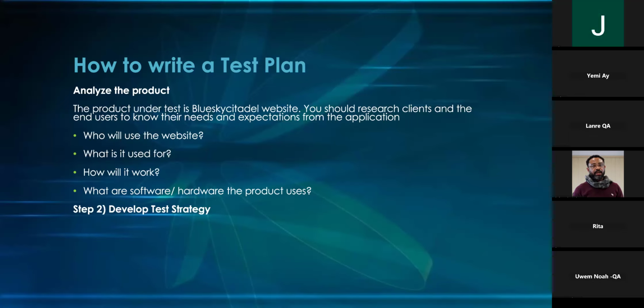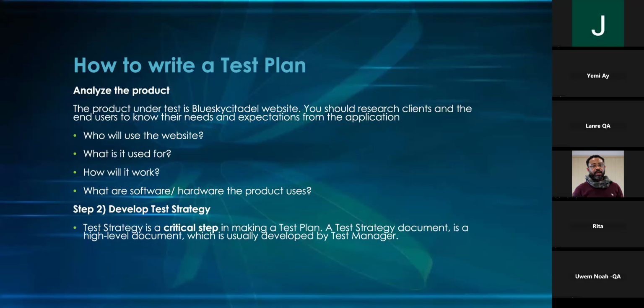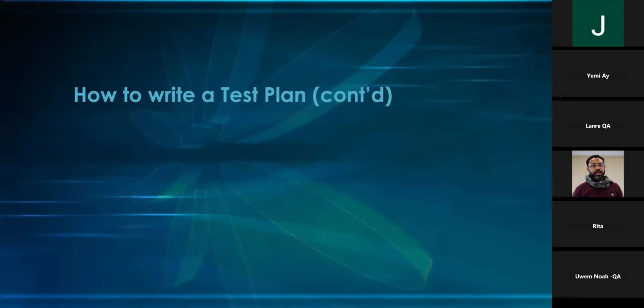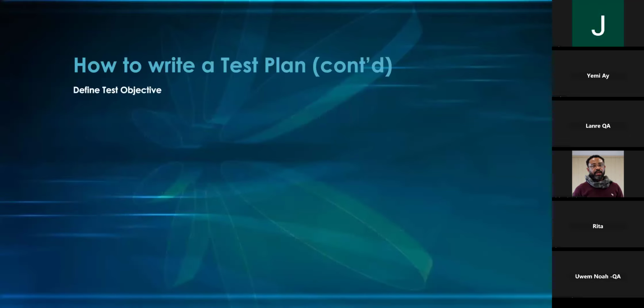Then number two, how to develop the test strategy. How do you develop a test strategy? Test strategy is a critical step in making a test plan. A test strategy document is a high-level document, which is usually developed by test managers. That's what they say. But I don't want to ignore this and say it's only the test manager, it can be any one of us. So that's number two.